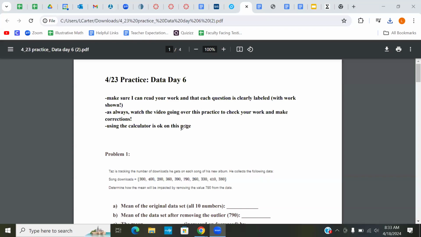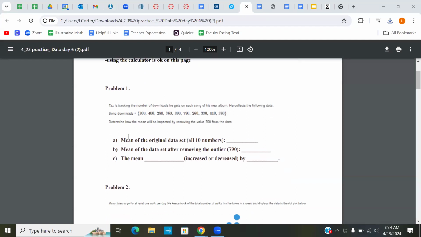All right, so we're on 423. That's data day 6. So again, I'm okay with using a calculator on this page. The sort of things I'm about to show, where you're needing to do sums and things like that, you definitely need that shown on here though.